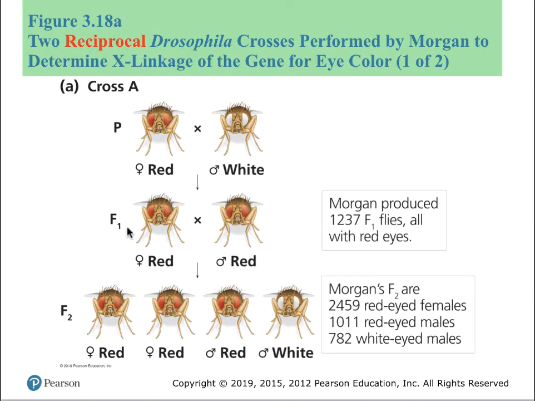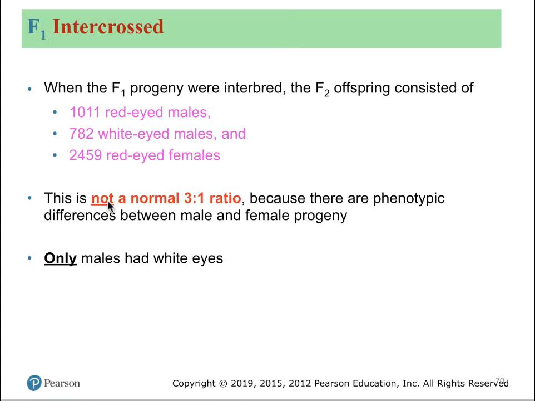They then bred the F1 flies together to produce the F2 flies. And as expected for a recessive allele, the white-eyed flies were regenerated in the F2. But unlike Mendel, the numbers were off. They failed to obtain the 3:1 ratio they were looking for. These are the actual numbers that they obtained, with the following very important observation. Only the males had white eyes.